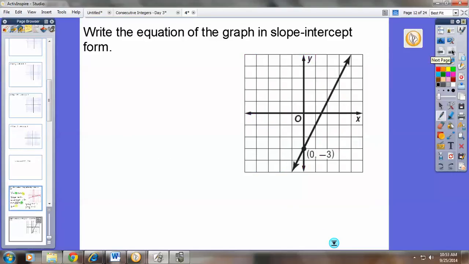Look at the next one, please. So it says write the equation of the graph in slope-intercept form. So I'm going to start by writing down y equals mx plus b. And again, there's two things we have to know. We have to know our slope, and we have to know our y-intercept. I would start with the y-intercept because to me it seems to be easy to pick out. Do we know our y-intercept? Yes. What's our y-intercept? Negative 3 right here. That's where your graph is crossing the y-axis.